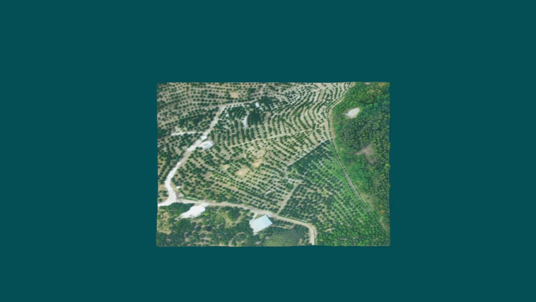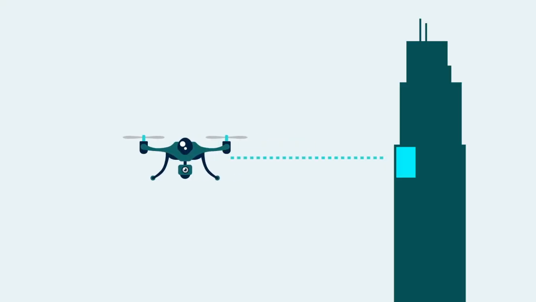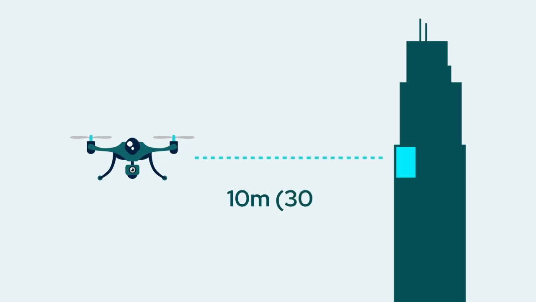The closer you are to a certain object, the more detail you're going to have, and the further away you are from an object, the less detail you're going to have. Now that's quite intuitive. So if we are, for example, flying 30 feet from a particular building or 10 meters, you're going to have a certain amount of centimeters, a certain amount of inches in every pixel of the drone's camera.